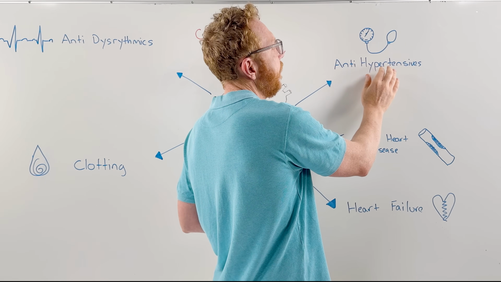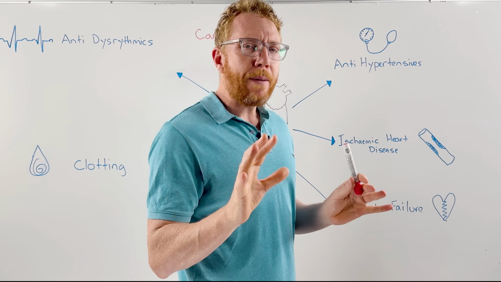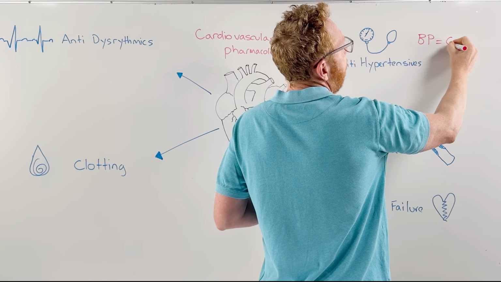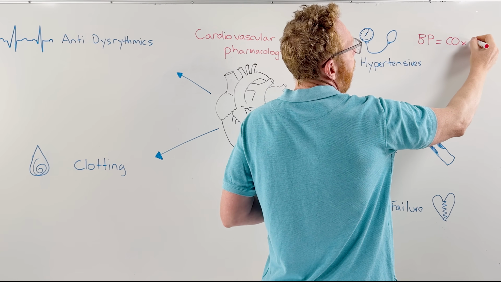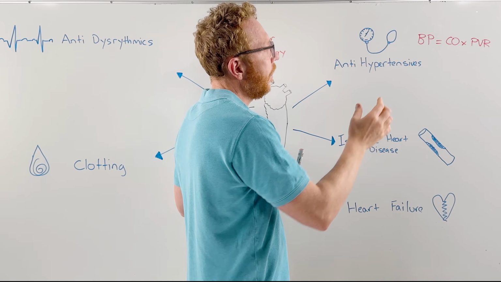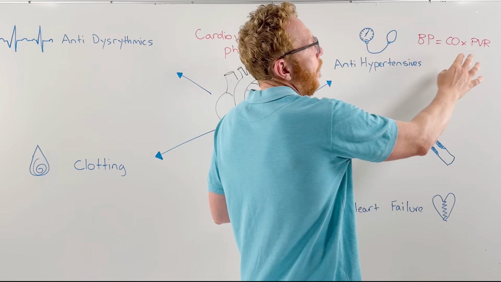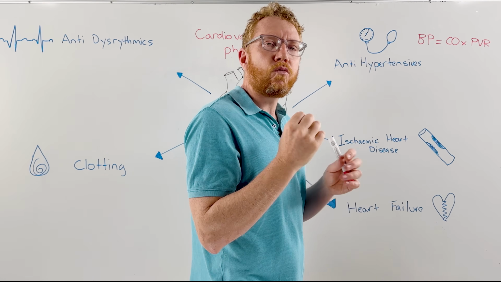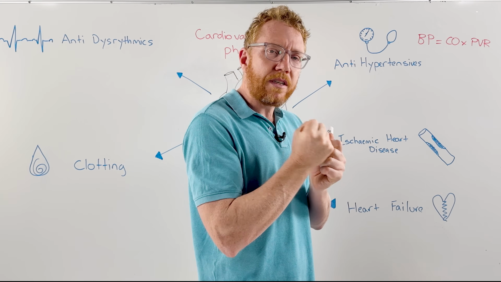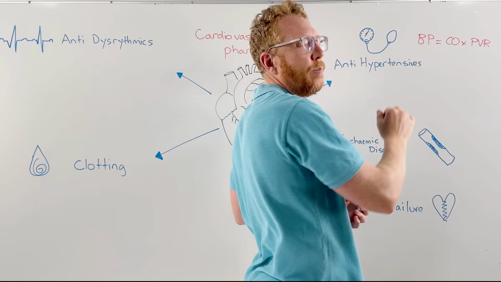These are the antihypertensive or the blood pressure medications. Remember the starting point, blood pressure equals cardiac output times peripheral vascular resistance. What does this mean? Cardiac output is the amount of blood that comes out of the heart per minute. Peripheral vascular resistance is the resistance, the vessels, that 100,000 kilometers of blood vessels, the resistance that pushes back on the heart. So those together will give us blood pressure.